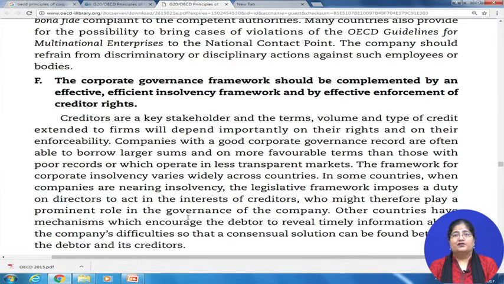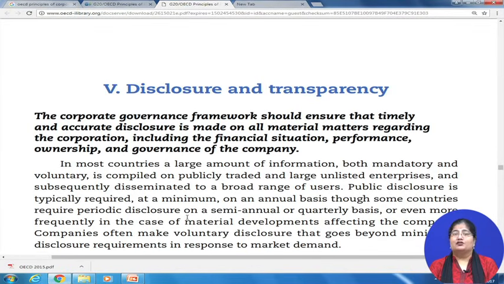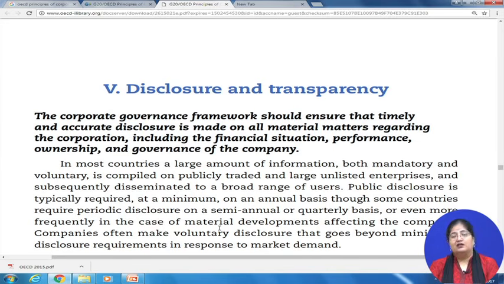The corporate governance framework should be complemented by an effective, efficient insolvency framework and by effective enforcement of creditor rights. Next is disclosure and transparency. So we are going back to the main list that we had talked about in the beginning. So now we are going to talk about disclosure and transparency. Corporate governance framework should ensure that timely and accurate disclosure is made on all material matters regarding the corporation, including the financial situation, performance, ownership and governance of the company.